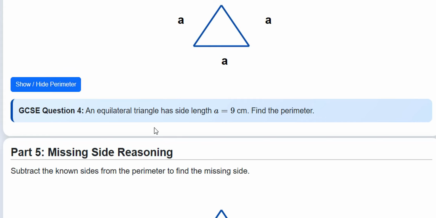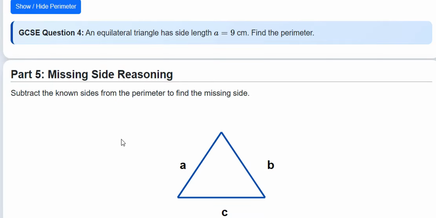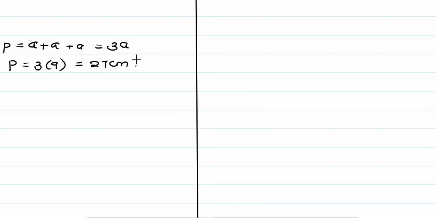Then can we try another example where we have one of the sides missing? So for example, you are told here, in this question, the perimeter of a triangle is 28 centimeters. Then you are told side A is 9 centimeters, then side B is 11 centimeters. Then you are told to find the length of side C. So, the first thing, we have all the sides A, B, and C. So, as we said, perimeter is given by all sides when you add them, A plus B plus C, like that.